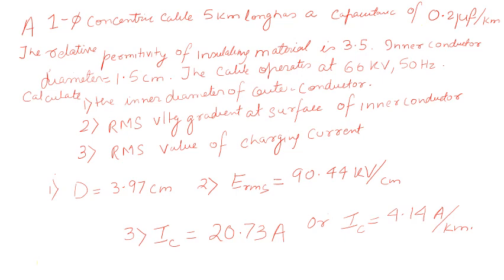So in the previous lecture, I gave one problem, and in this problem, I told you to calculate the following. Some of the students have done it, and they asked me to upload the answers. So these are the answers. The diameter is 3.97 centimeter. The ERMS is 90.44 kV per centimeter. Okay, and the charging current is 20.73.